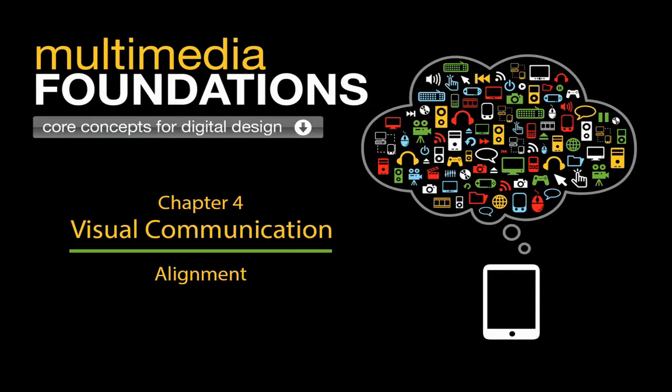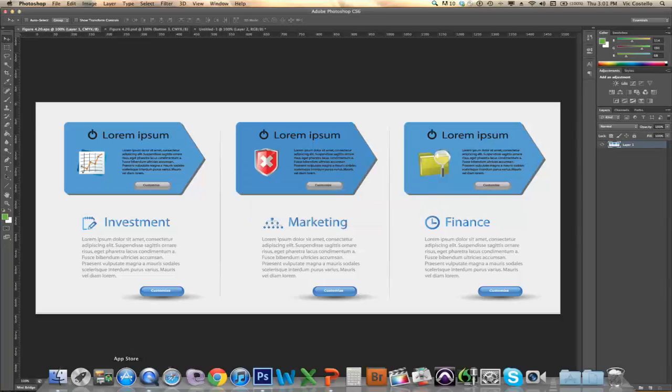In this tutorial, we're going to cover the principle of alignment that's covered in Chapter 4 under Visual Communication. The principle of alignment encourages designers to position objects that belong together along a common edge or an implied line. Jumping over to Photoshop, let's see how this works.